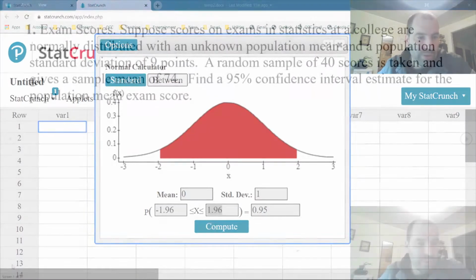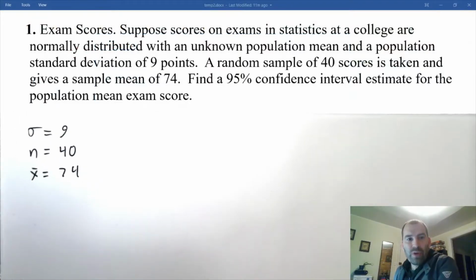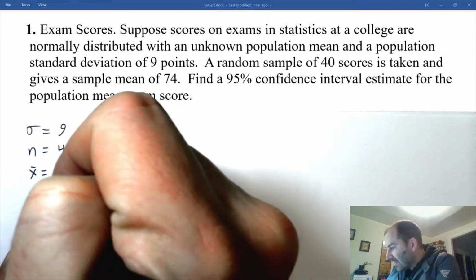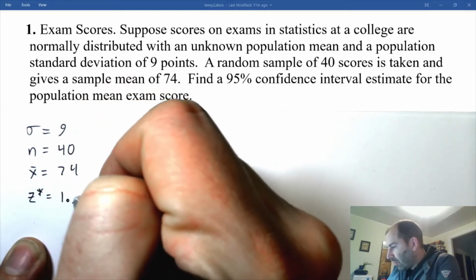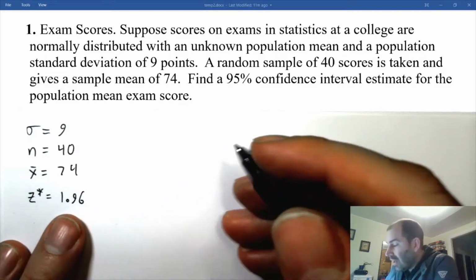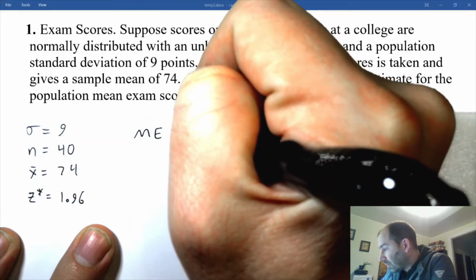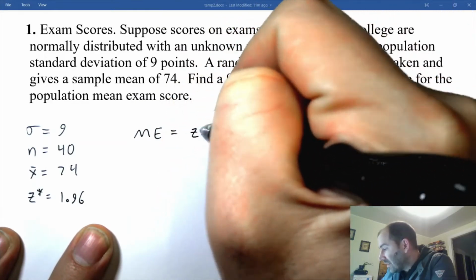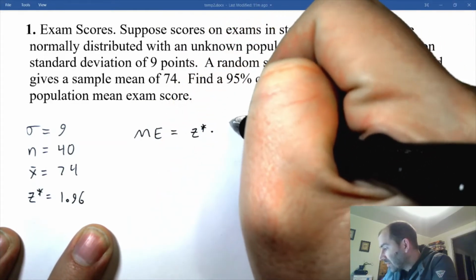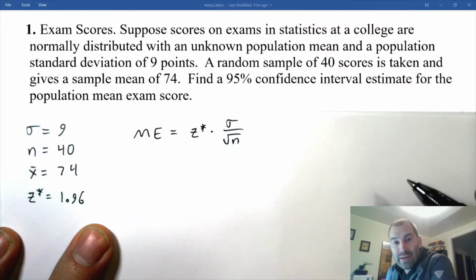Okay, so what did we find out? We found out our z-star value is 1.96. And what does that allow us to do? That allows us to compute our margin of error for our confidence interval. Our margin of error is z-star times sigma over the square root of the sample size, n.